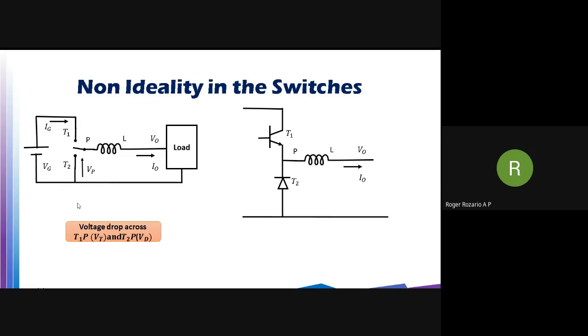Now, henceforth, we will use this combination. We will use a BJT for the switch PT1, and we will consider the voltage drop as VT, and we will use a diode for the switch PT2, and we will consider the voltage drop as VD. So switch PT1 will be an active switch, and switch PT2 will be a passive switch.